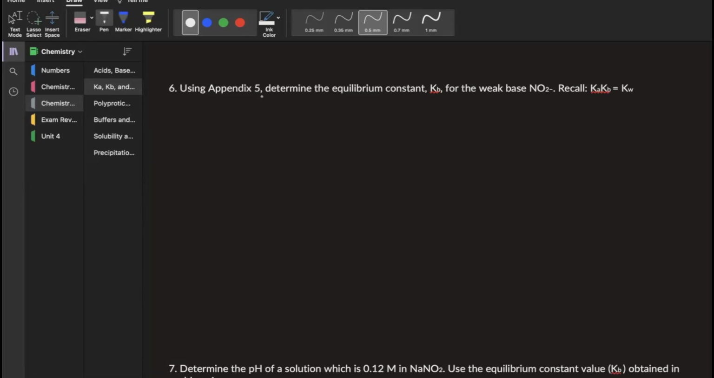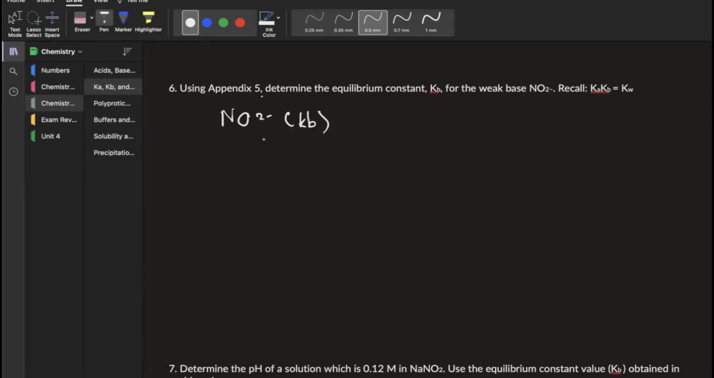So 6 is going to be... NO2 minus is a weak base. So we're going to have Kb. So we're going to add NO2 minus, and that is going to be associated with our Kb.